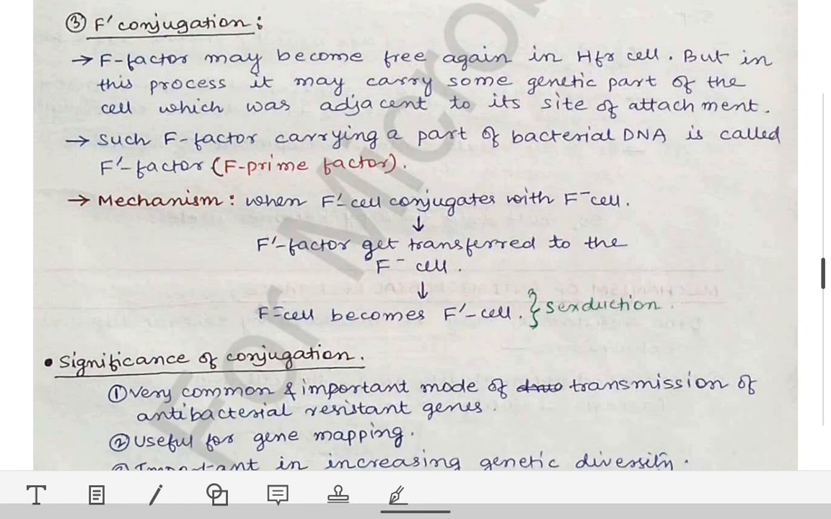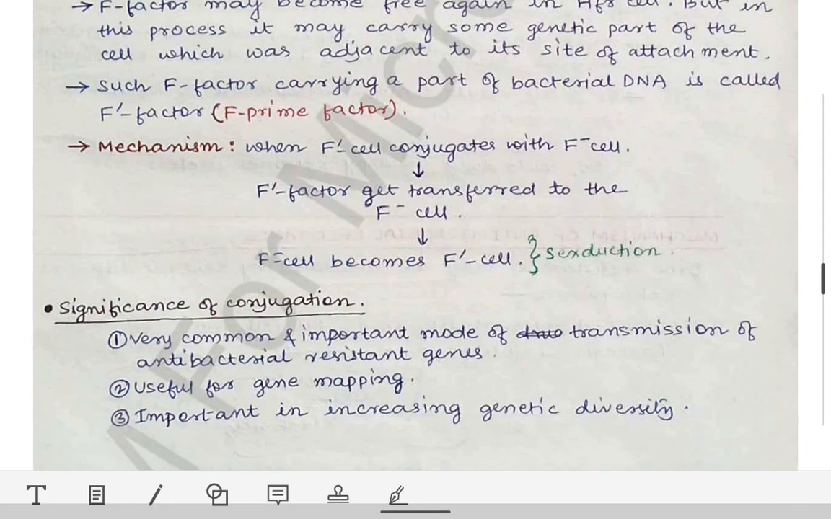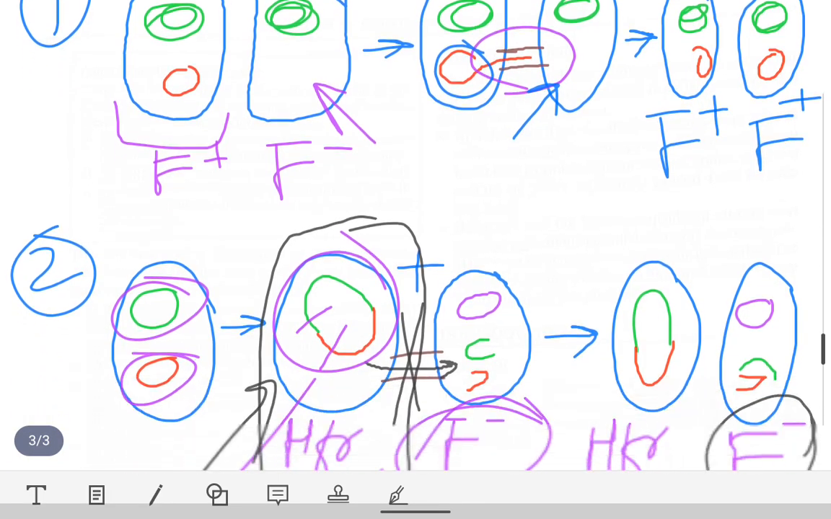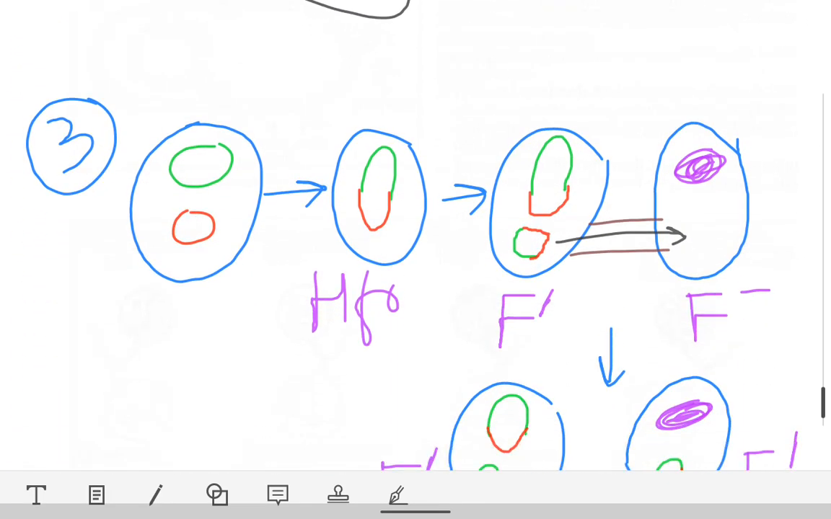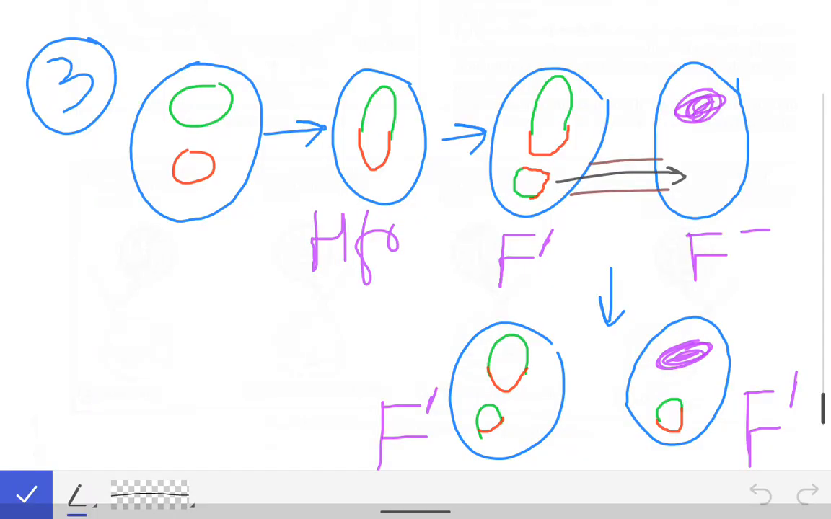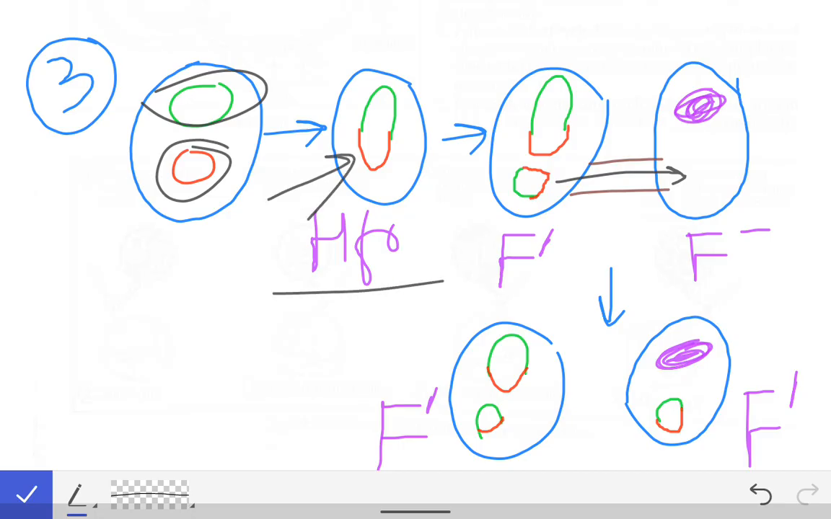Now, the third type of conjugation, that is the F prime conjugation. You will not understand if I do not show you the diagram of F prime bacteria. What I mean by F prime is that, see here, there is integration of the bacterial DNA with the F factor to form this HFR cell. Now this plasmid starts separating from the bacterial DNA, in this manner. It forms an F factor, but it also contains the donor DNA in it.